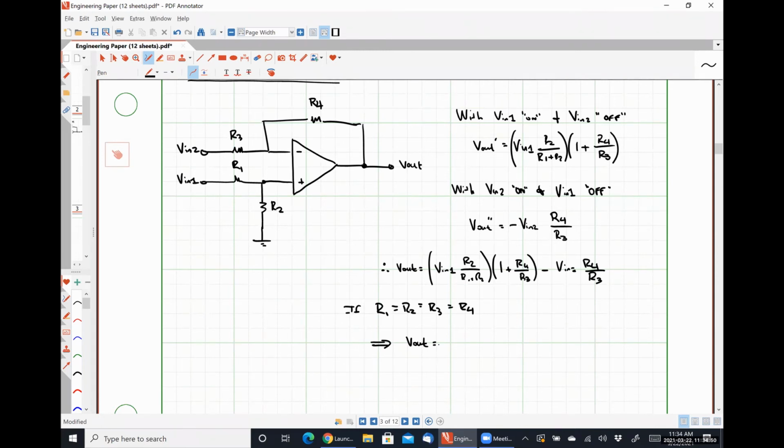So let's look at this guy right here. So if R1 is equal to R2, then I have R2 over twice R2. So really this voltage is just being multiplied by a factor of 1/2, right? Then I have 1 plus R4 over R4. So I multiply Vn by 1/2 and then multiply it by 2. I just get Vn. Or Vn1, excuse me.